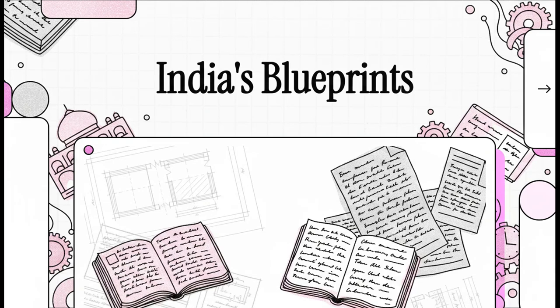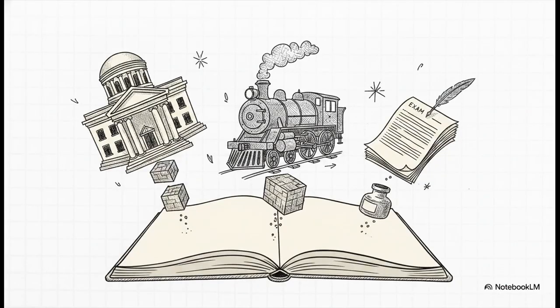Welcome to this explainer. You know, it's wild to think about, but how exactly do you build a massive, complex nation on paper before it even exists in reality? Well, today we're diving into some absolutely fascinating handwritten study notes that act as the literal architectural blueprints for modern India's administration. I mean, modern nations run on massive institutions, right?